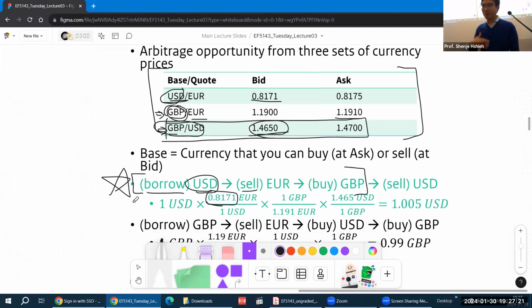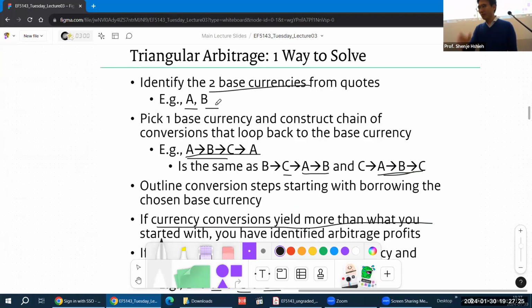Comments, questions. So I gave you my method, which is to look at the base, start with the base. With the base, I think the intuition is very straightforward. You borrow and you try to sell for as much as possible. And hopefully that implied conversion rate will give you more than what you started. So when you convert back, you get more than what you started. That's the way I do it.